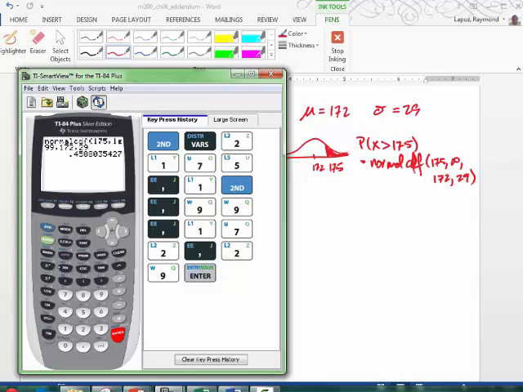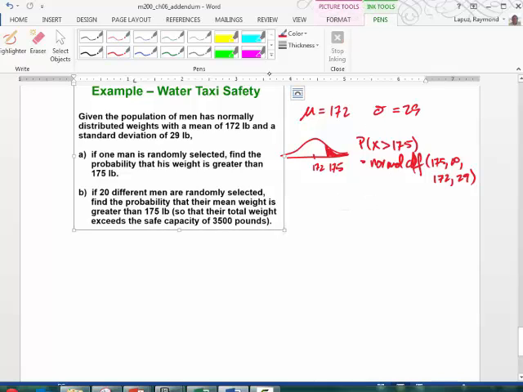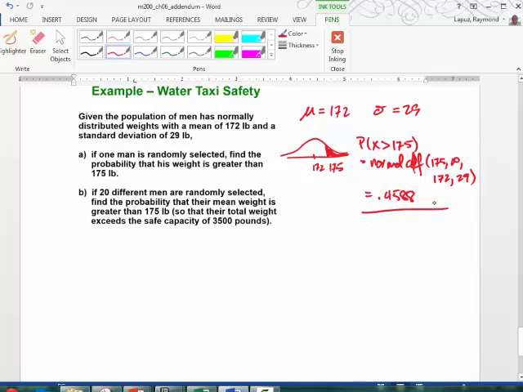So this is 45.88%. 0.4588. So this is our probability. So if we select one person, the probability that one person's weight is bigger than 175 is about 46%.